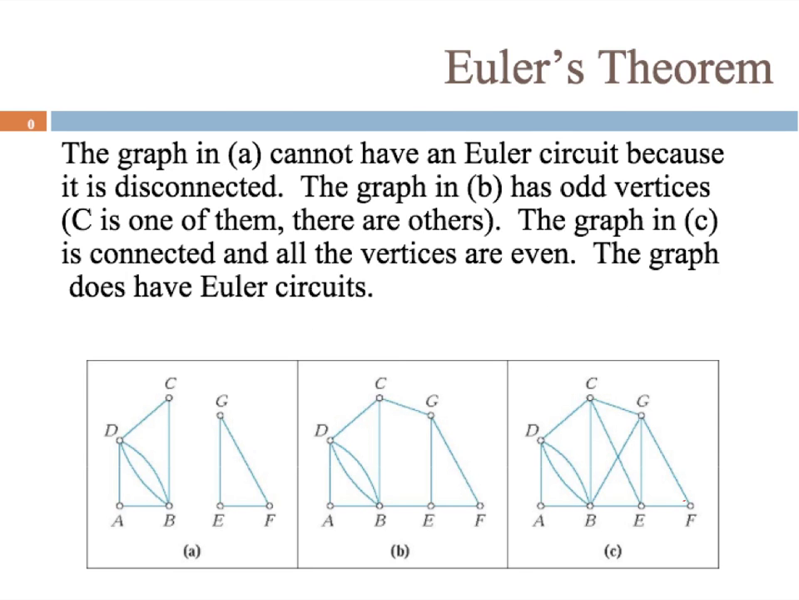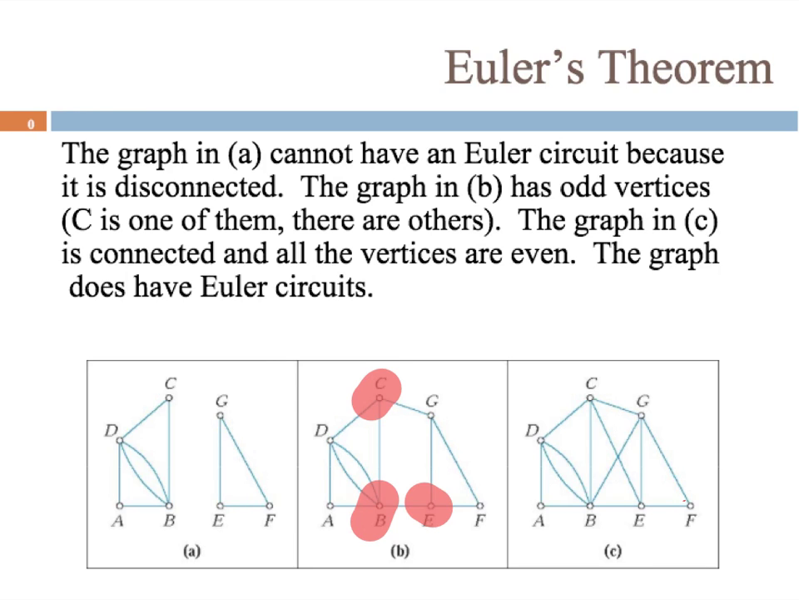Here's some examples below. Graph A, of course, does not have the Euler circuit because it's disconnected, so we can move on from that one. Graph B has some odd vertices. If you notice, looking at graph B, vertex C and vertex E are odd, so that kind of counts that one out, as well as B is also odd, so that doesn't really work.